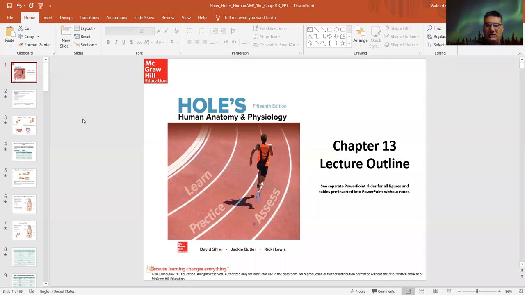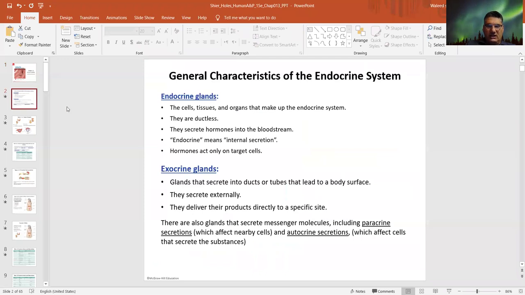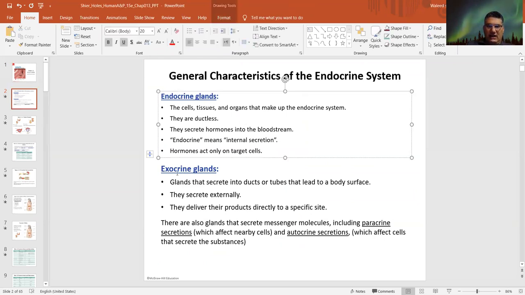So today we are doing chapter 13, and chapter 13 is about the endocrine system. The first thing that we need to understand is, what is the endocrine system in the first place? Endo means in, inside, exo means out, and crine means secretion. So endocrine means secretion inside. Exocrine means secretion outside. What does inside and outside mean?